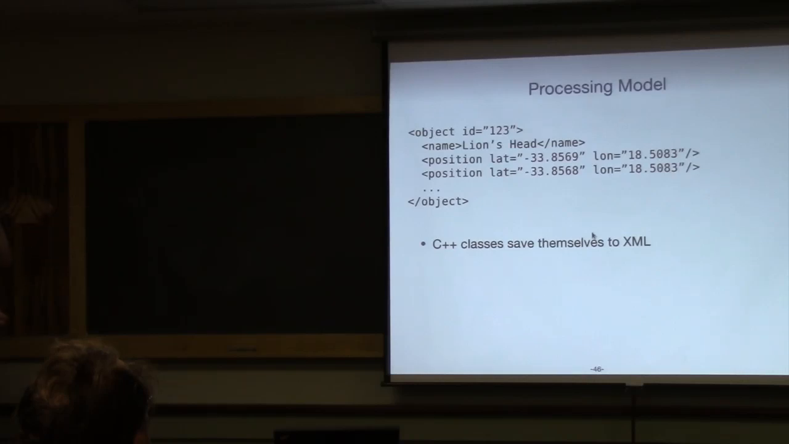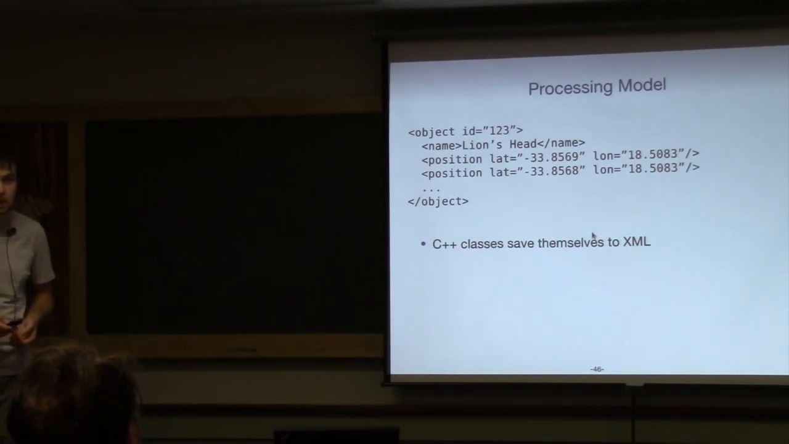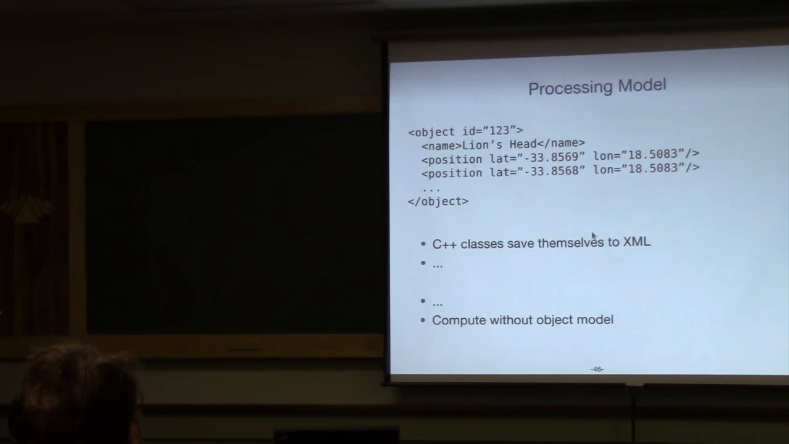Okay, so at one end of the spectrum, we have C++ classes that know how to persist themselves in XML. Let's say we have this vocabulary which identifies the position of an object as a series of position samples. So our corresponding object model might contain the object class and the position class that know how to save themselves into this XML. On the other end of the spectrum, we have an application that computes all it needs without storing any of the data whatsoever.